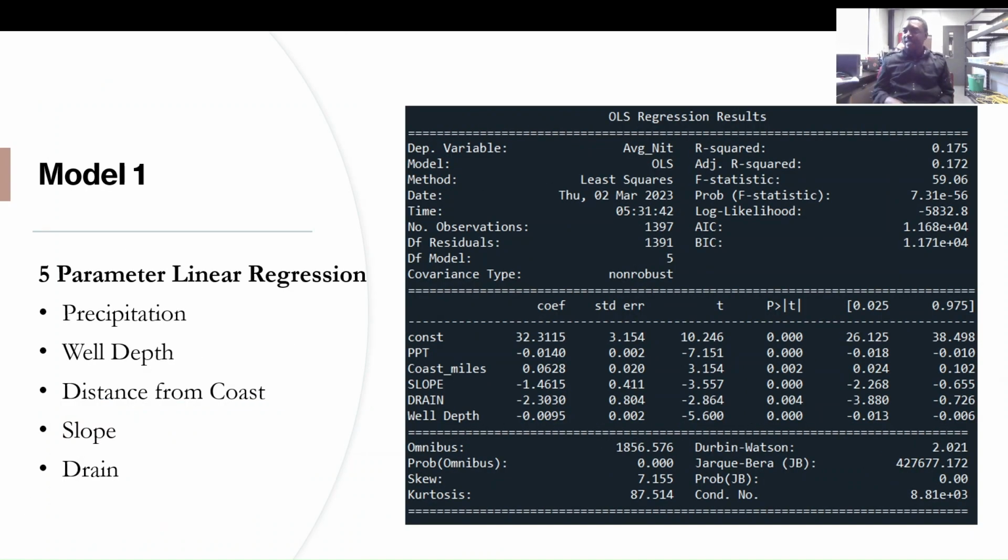After that, I was able to pick out 5 parameters that I felt were going to give me the best values, and I used precipitation, well depth, distance from coast, slope, and soil drain. From what we can see, many of the confidence intervals for our model became stable, because the parameters that were inversely proportional remain inversely proportional, and the ones that are directly proportional are still the same. And the p-values for all our parameters stayed under 0.05, which is a good thing.